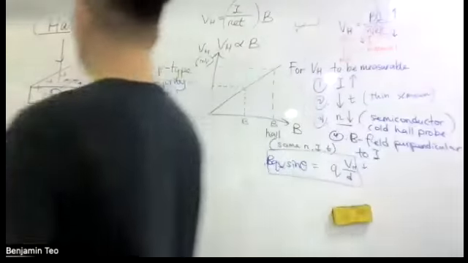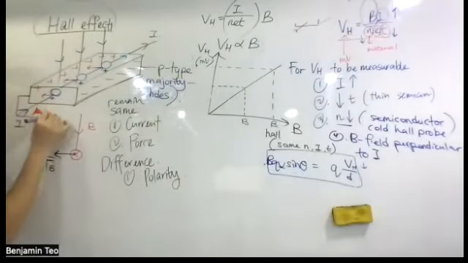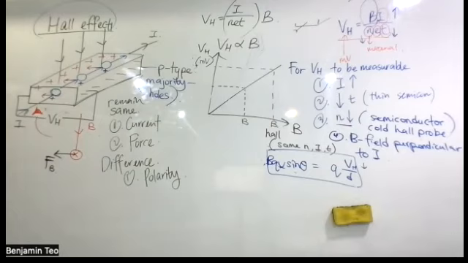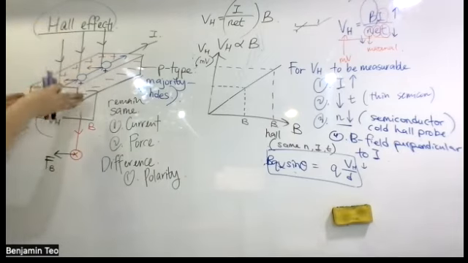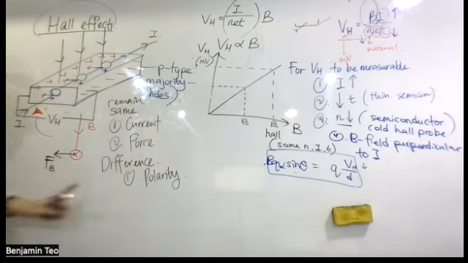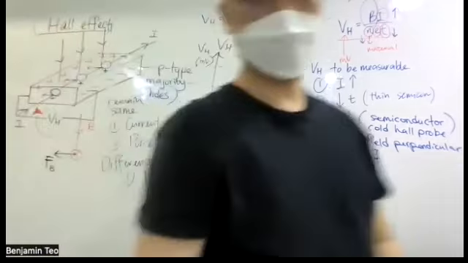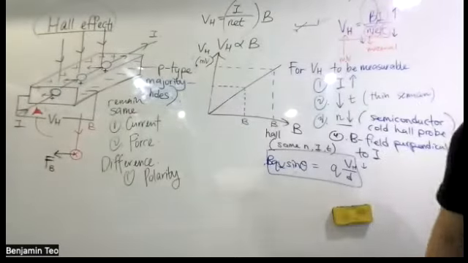So if you connect your VH here, the polarity changes. This is positive, this is negative. The field is still here, the current is still here, the Hall voltage is still at the side. It does not change anything. The thickness is still the same, so only the polarity changes when I switch to P-type semiconductors.